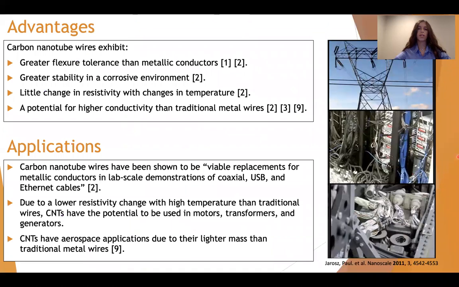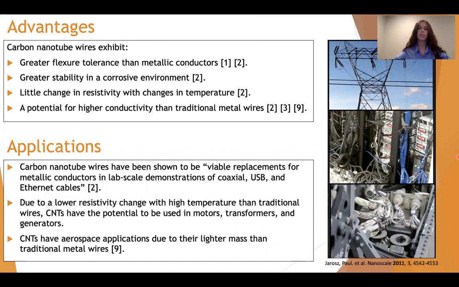Carbon nanotubes are being looked at for the many advantages they have over typical metallic conductors. These advantages include greater flexure tolerance, greater stability in a corrosive environment, little change in resistivity with changes in temperature, and most importantly, carbon nanotubes have a potential for higher conductivity than traditional metal wires.